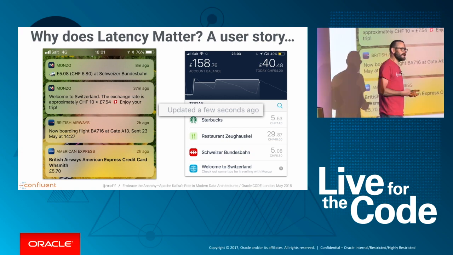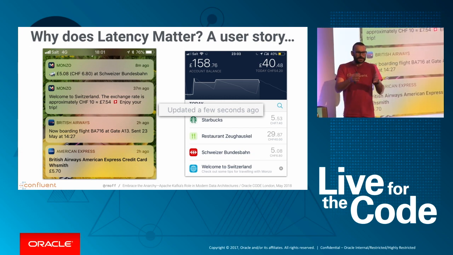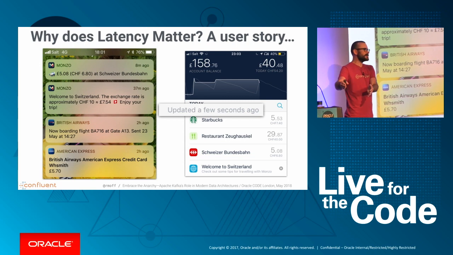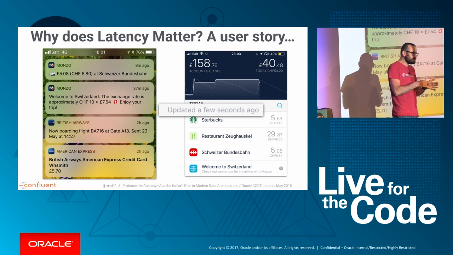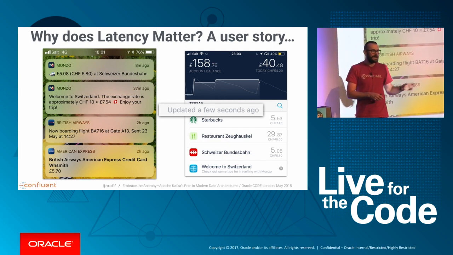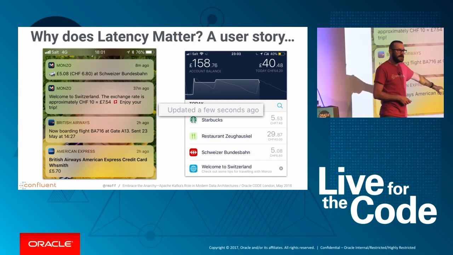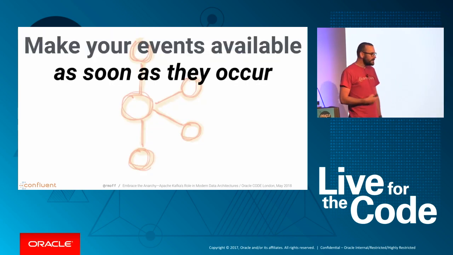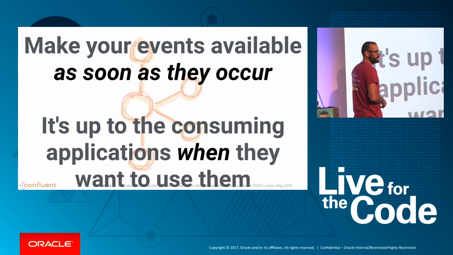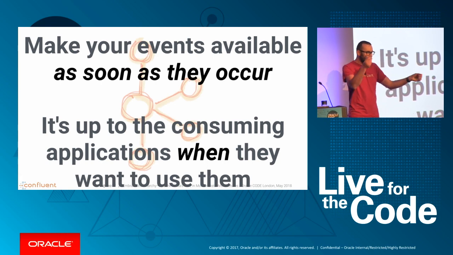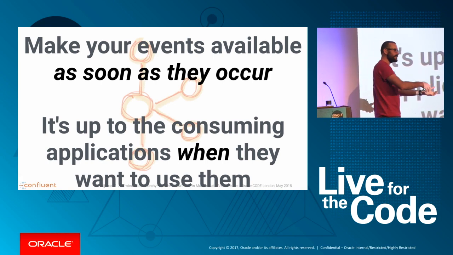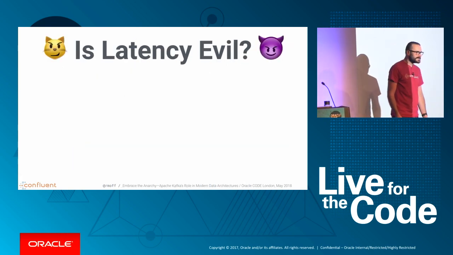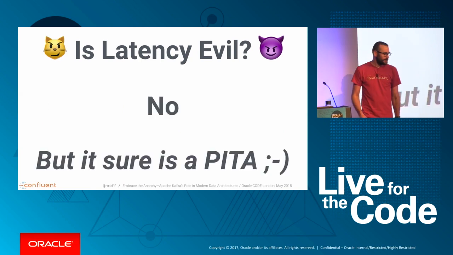So that's why latency matters. It's not about "this particular use case doesn't need real-time, so therefore screw it." It's about an event has happened. So get that event out there, low latency, in real-time, and then applications that need it can use it. Applications that don't need it can use it when they want to. So make your events available as soon as they occur, and then your consuming application can use it when they want to. But driving it the other way around, that's cart before the horse. So is latency evil? No, but it's a bit of a pain.